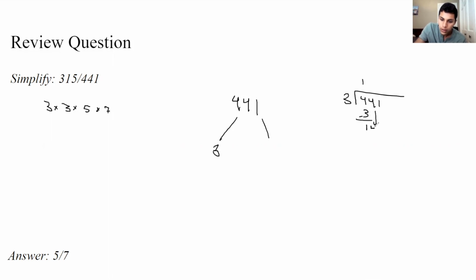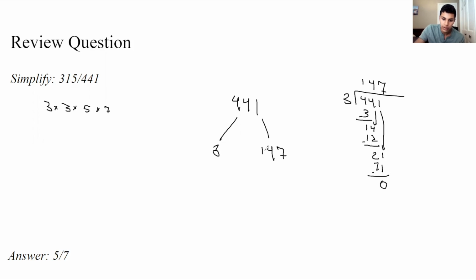Bring down a 4. 3 goes into 14 4 times. 4 times 3 is 12. Subtract, and bring down a 2. Now 3 goes into 21 7 times. And so we multiply, subtract, and we end up with 0 at the bottom. Nothing left to bring down. So it breaks down into 3 and 147.